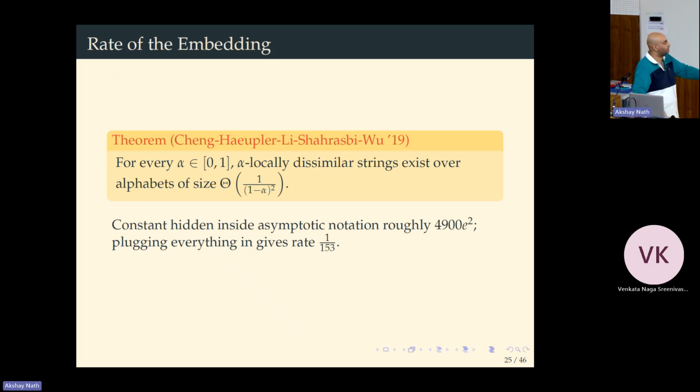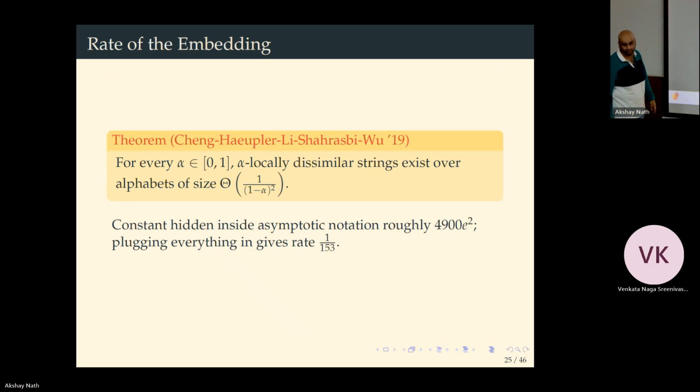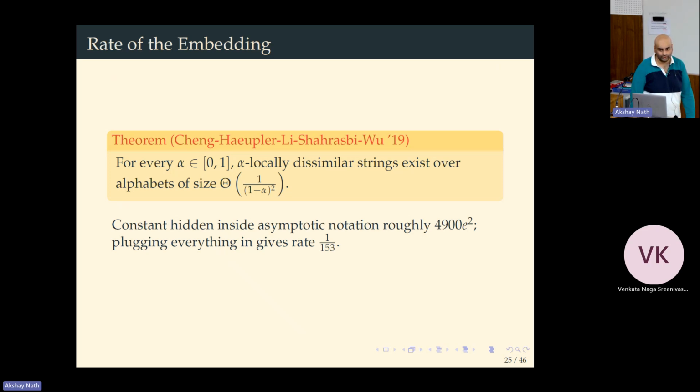And then on top of that, your choice of alpha. So if you put everything together with all the things we have with this 0 to the K, 1 to the K, you get a rate of 1 over 153. We want to bring it down to 1 over 8.